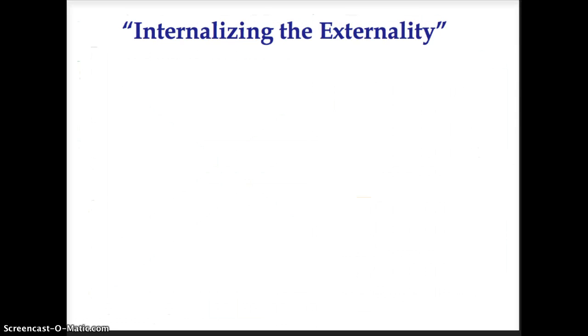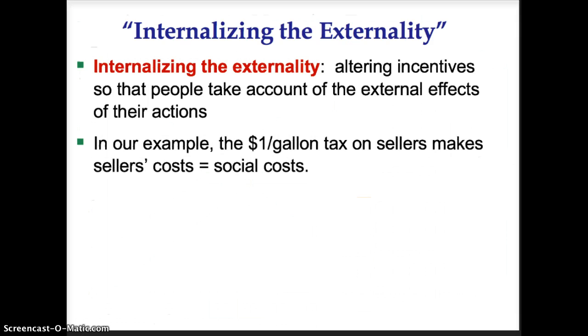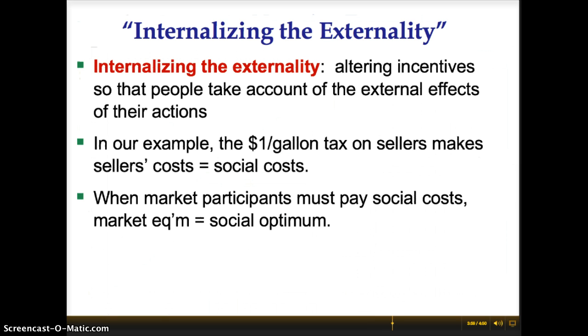Internalizing the externality is altering incentives so people take into account the external effects of their actions. In our example, the $1 per gallon tax on sellers makes sellers' costs equal to the social cost. When market participants must pay social costs, the market equilibrium will equal the social optimum.